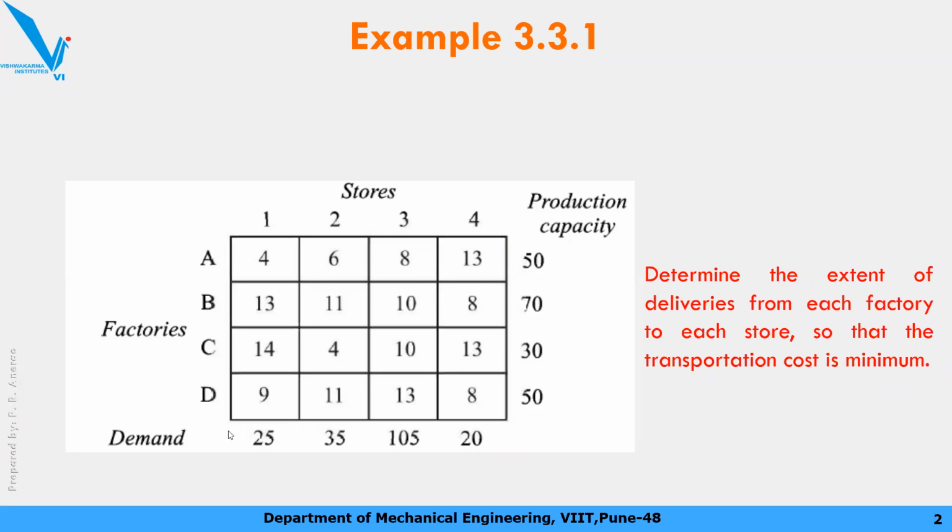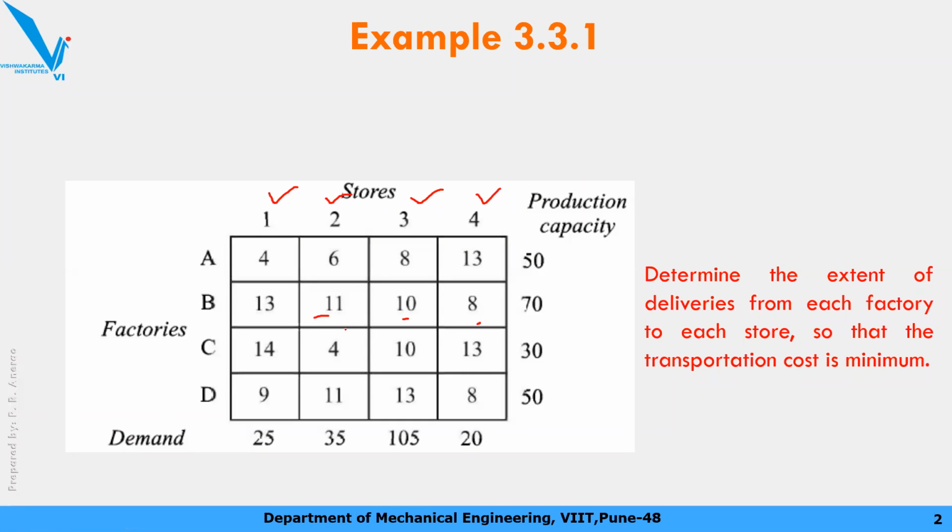In your problem statement, there are 4 factories: A, B, C, D, and there are 4 stores demanding the values 25, 35, 105 and 220. So this is your problem statement. The numbers 4, 6, 8, 13, 13, 11 represent unit transportation cost.